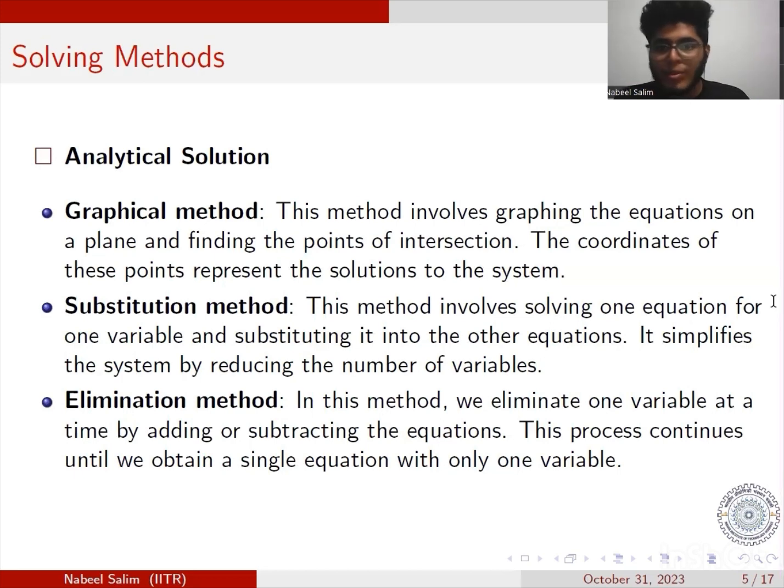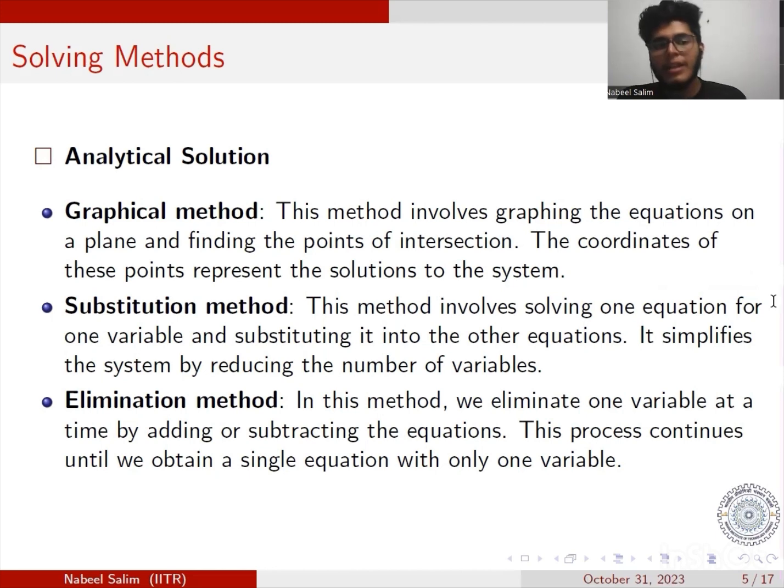So what are some analytical solutions we can use? One of the analytical solutions is the graphical method. This method involves graphing the equations on a plane and finding the root by finding the point of intersection. The coordinates of these points represent the solution of the system. And next is the substitution method. This method involves solving one equation for one variable and substituting it into the other equations, simplifying the system of equations to a lesser number of variables.